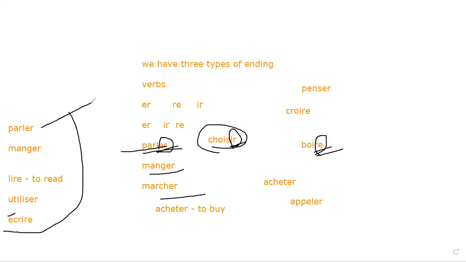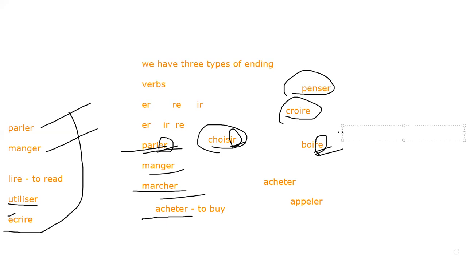Parler is to speak. Manger is to eat. Marcher is to walk. Acheter is to buy. Croire is to believe. Penser is to think. Utiliser is to utilize.